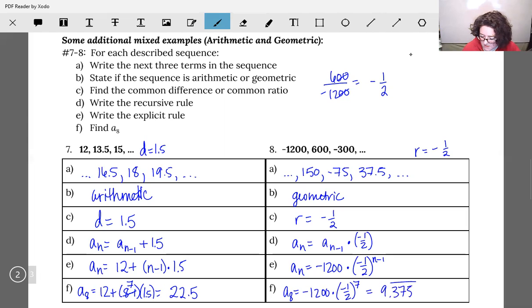9.375. Again, as you go on in the sequence, because we're multiplying by a number whose absolute value is smaller than 1, we're just going to get closer and closer to 0 as we go on in that sequence.